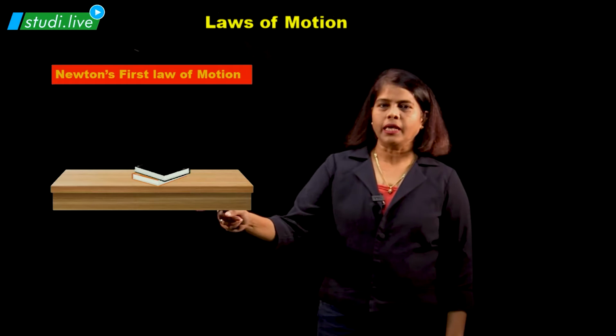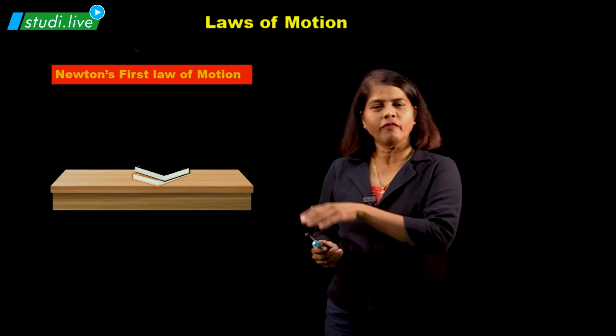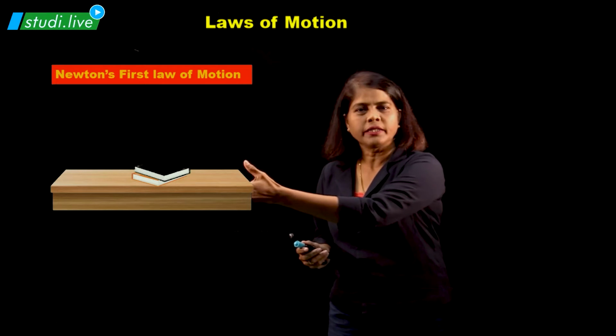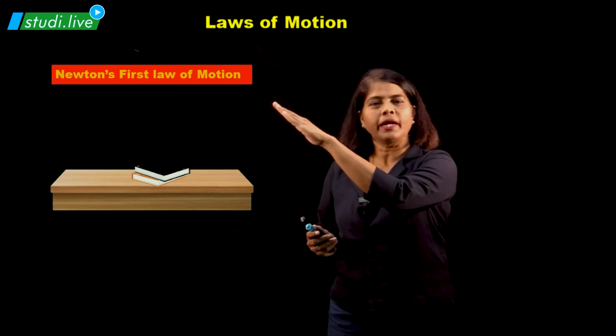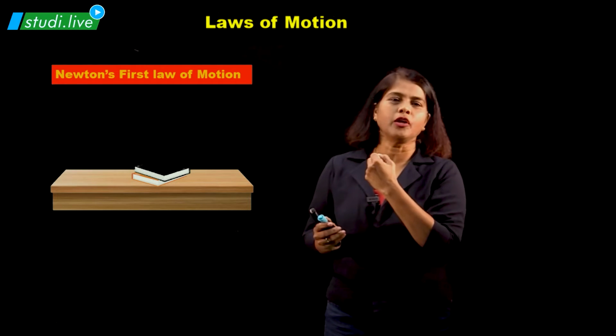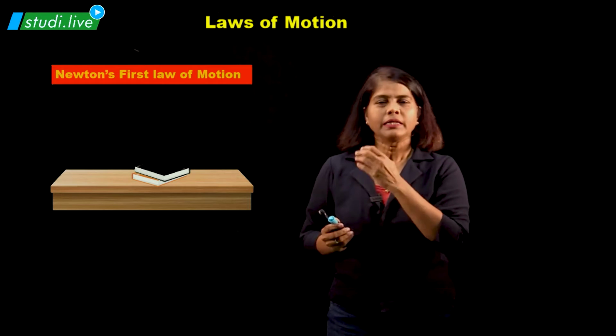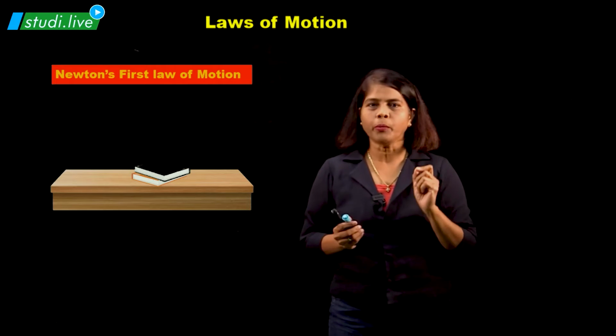Now as you can see, there is a book kept on a table, right? So that book will remain there only unless and until you lift it, right? That means the body will remain at rest unless you apply an external unbalanced force. That is what is explained by Newton's first law of motion.